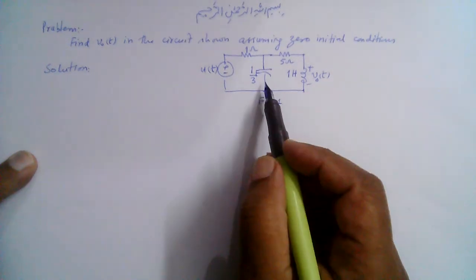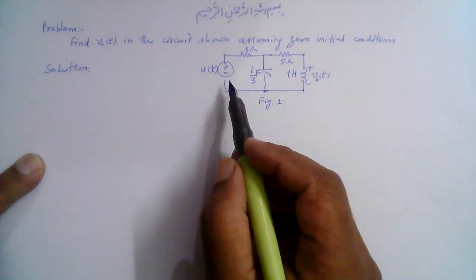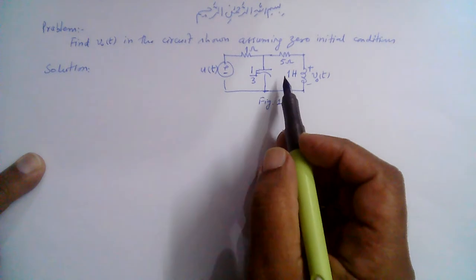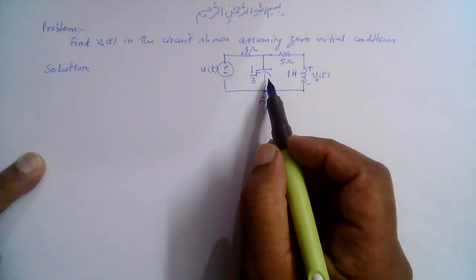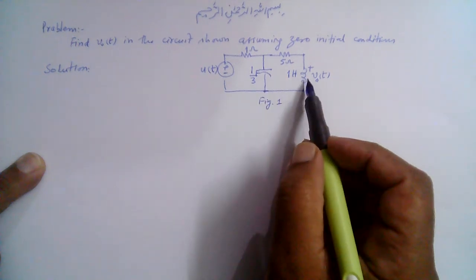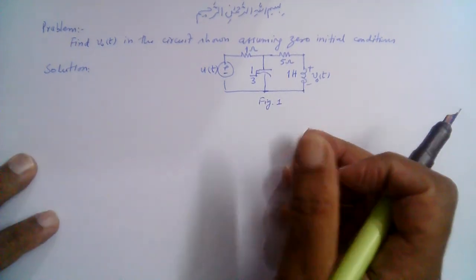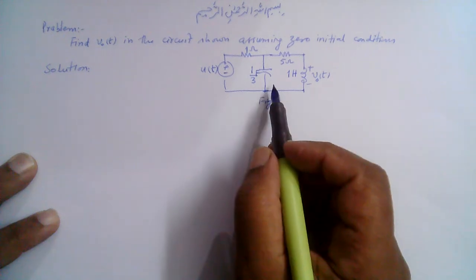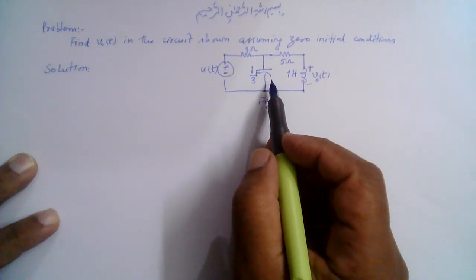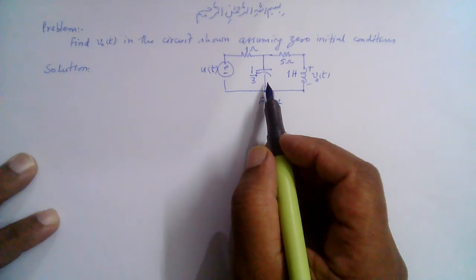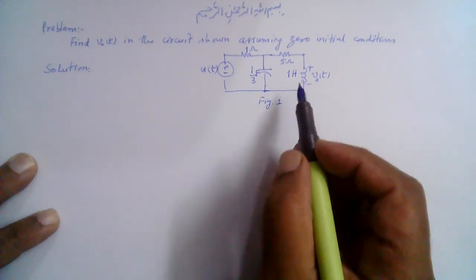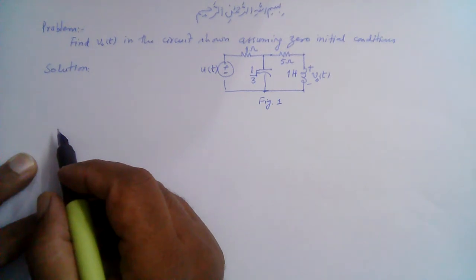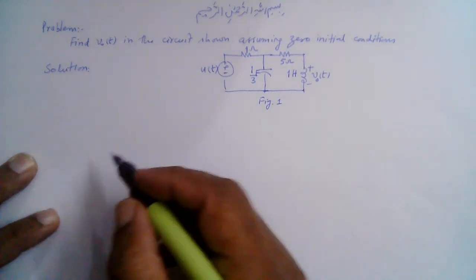So this is the circuit given here, in the time domain, and the initial conditions are zero. For example, the initial voltage across the capacitor is zero and the initial current flowing through the inductor is zero. If we transform this circuit into the S domain, the transformation is simple, because the capacitor remains a simple capacitor without any additional voltage across it, and the inductor remains a simple inductor without any additional current source along with it.